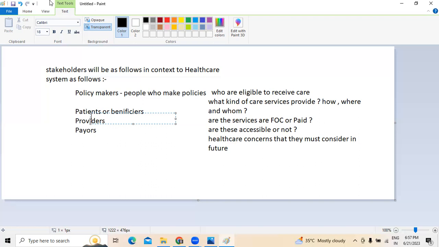One is policymakers, who make policies. At the same time, patients or beneficiaries, providers, and payers. These are the four. Beneficiaries is a word I have used to make it easier for you to understand, based on the context. So these are the four P's, I can say: policy makers, patients, providers, and payers.